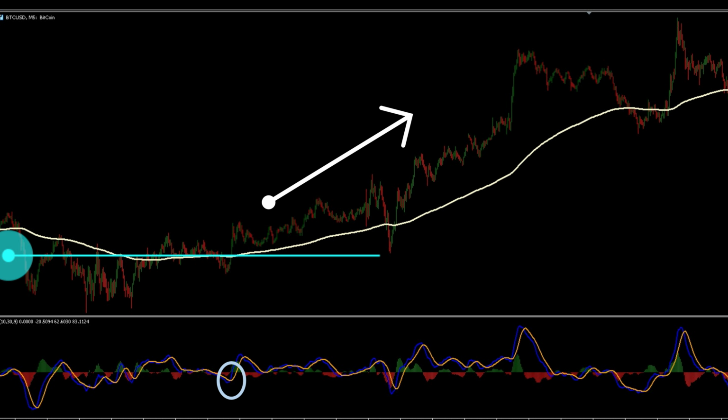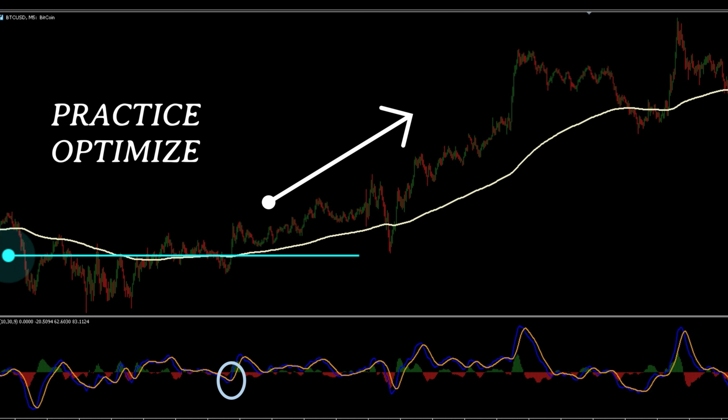But remember, even the best strategies need to be practiced and tweaked over time.